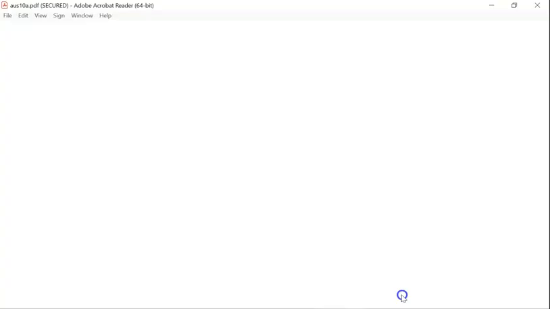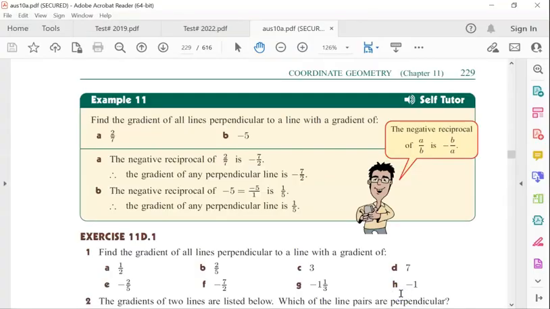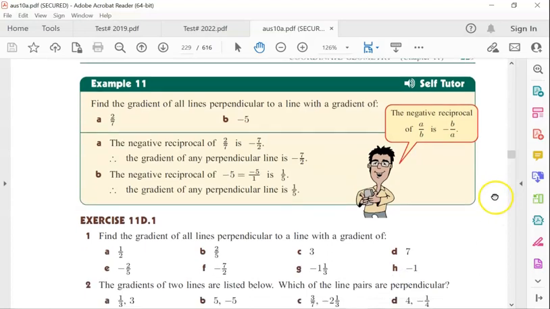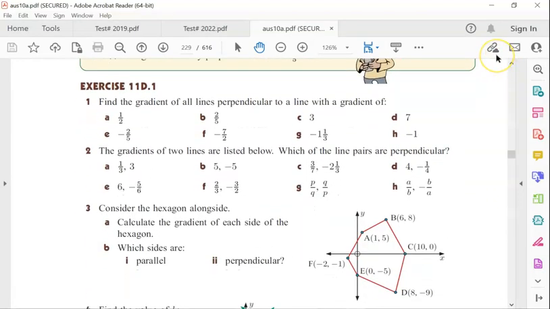All right, so if we're looking now on page 229, I think we can do question 1 and 2, hopefully, verbally. If you want to write stuff down, I will obviously give you time. So, find the gradient of all lines perpendicular to a line with gradient of 1/2. So basically, that's just saying, can you please flip and reverse the sign?